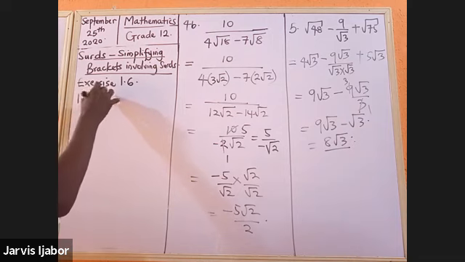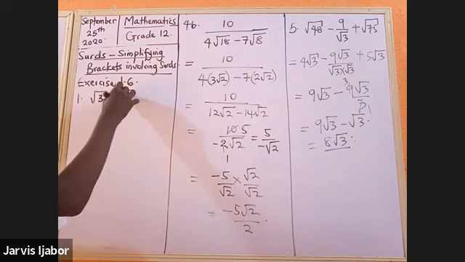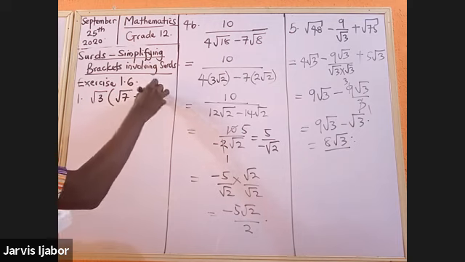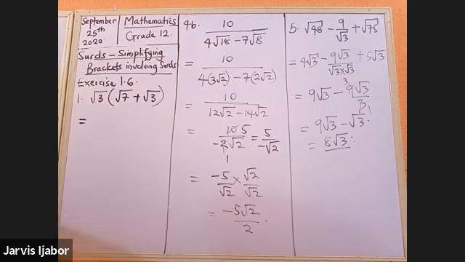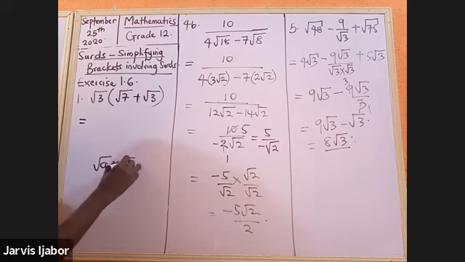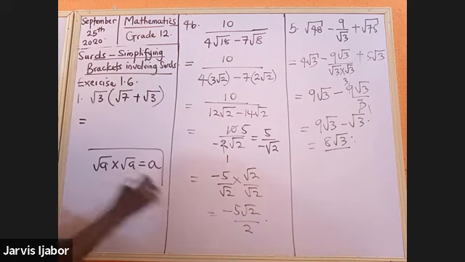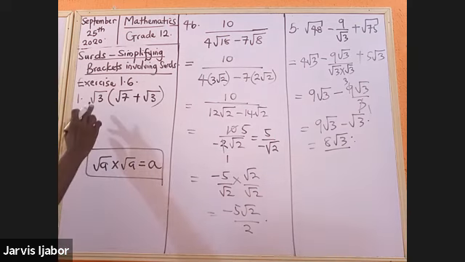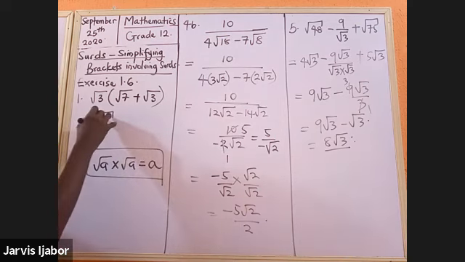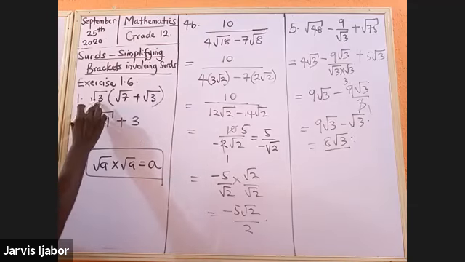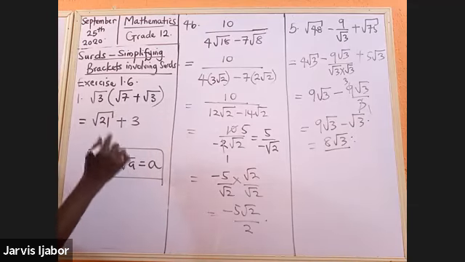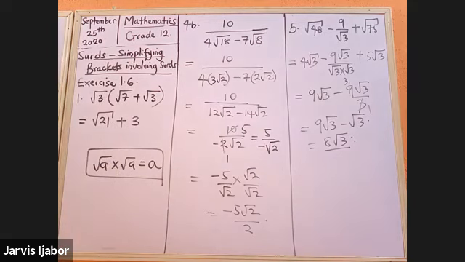It says root 3 into root 7 plus root 3. Now, bear in mind that we told you earlier that root A times root A is equal to what? A. Don't forget this idea. So this times this will be equal to root 21. It's like the root of 3 times 7, plus this times this will give me what? 3. Because same number, when you find the square root, you get that. All right? So that's for number 1.